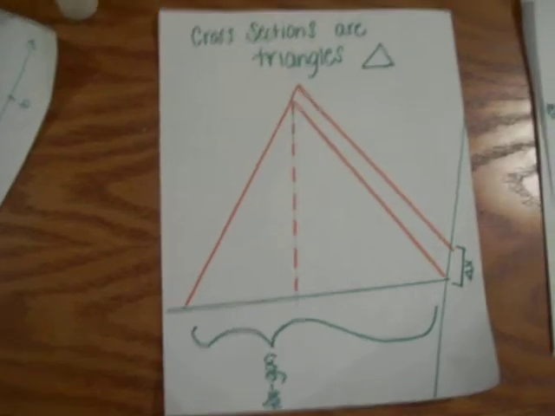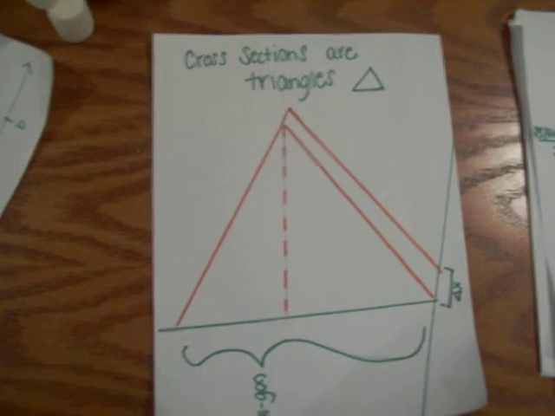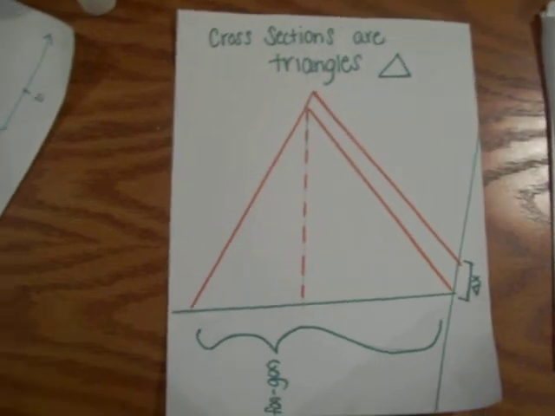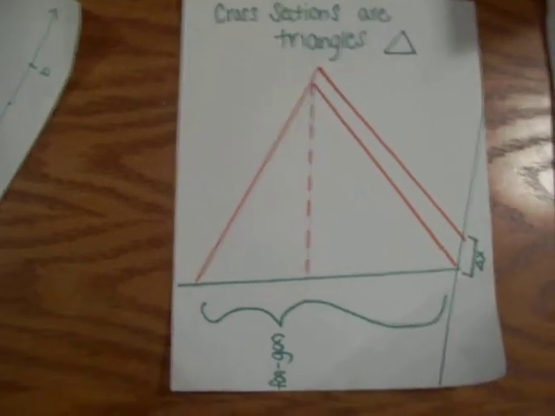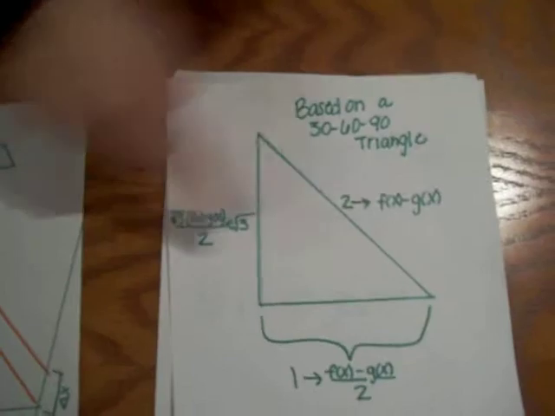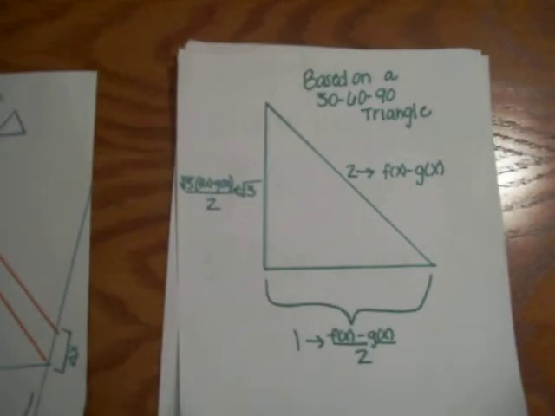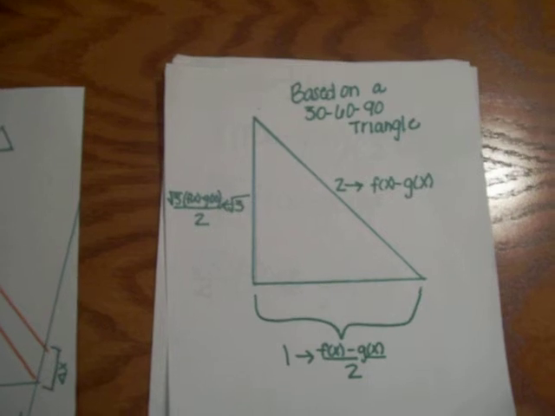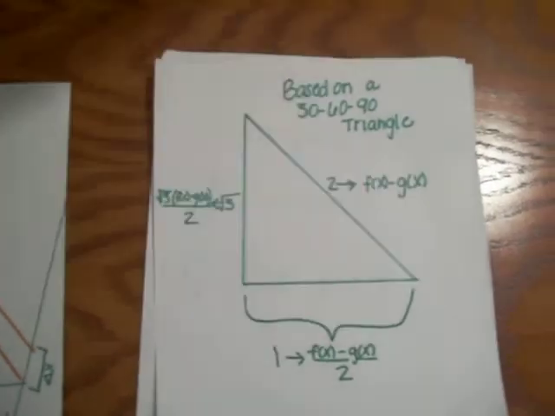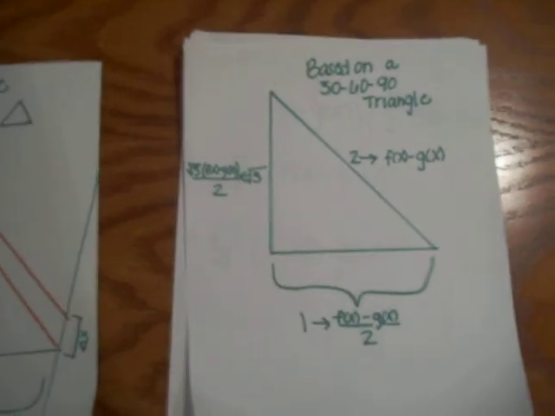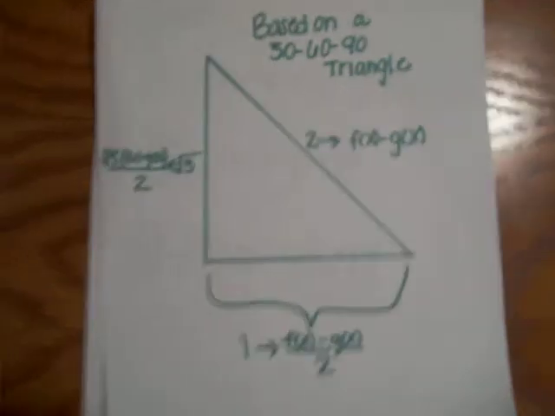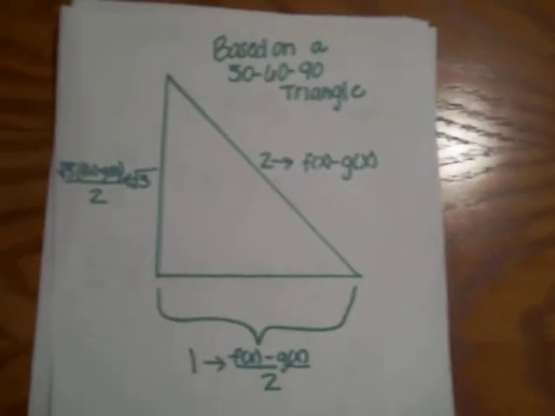The next step is to find the height of the cross-section. We divide its base in half to form a 30, 60, 90 triangle, whose side lengths have the ratio 1 to root 3 to 2. The horizontal leg of the triangle is half the base of the cross-section, f of x minus g of x over 2.